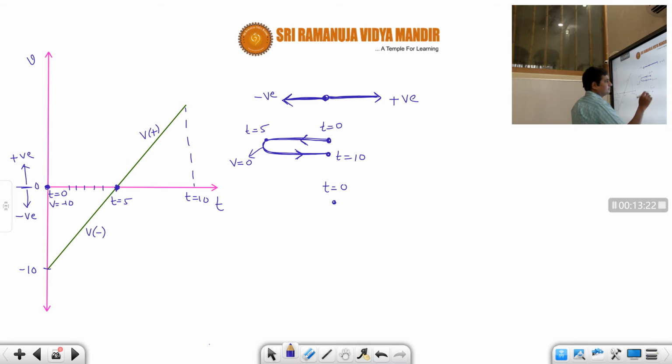So if you want to draw the photo diagram, it is very easy, students. So that means initially the velocity is more. So that means like this.